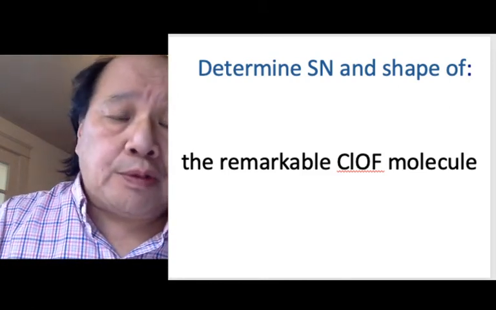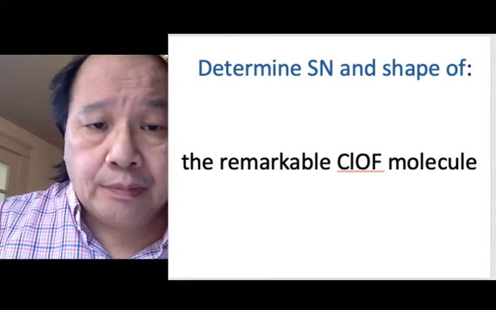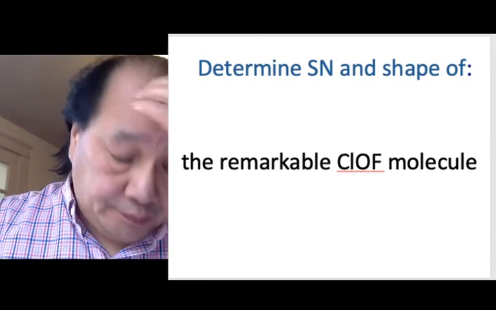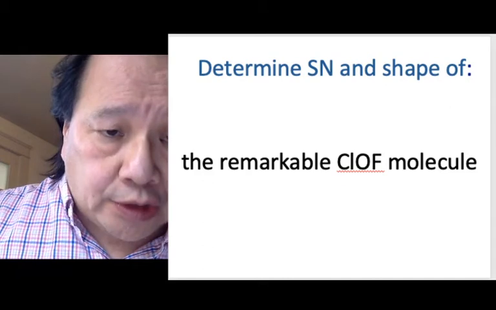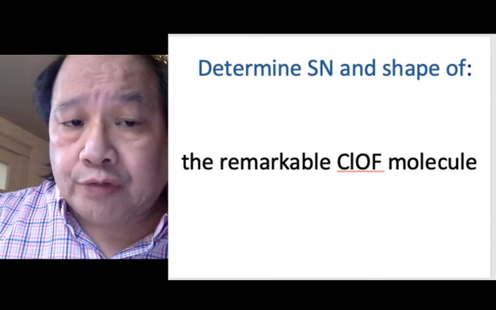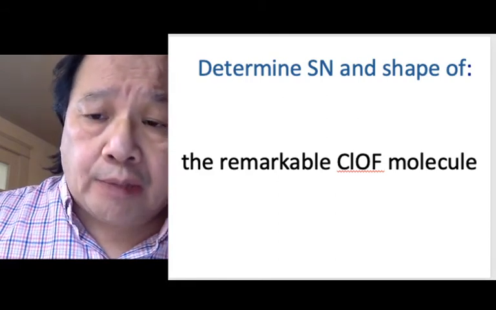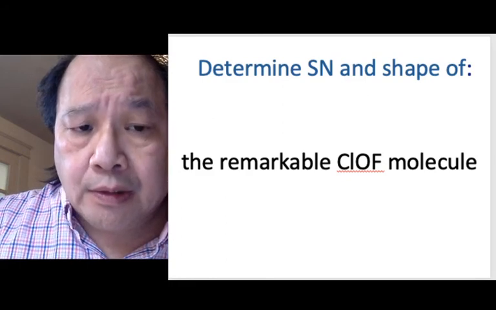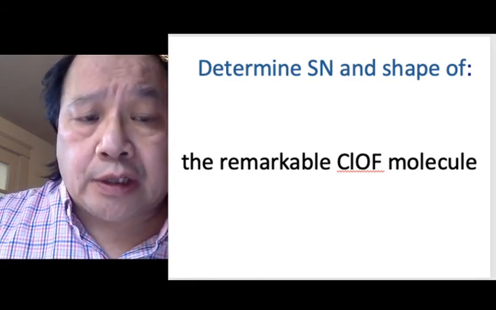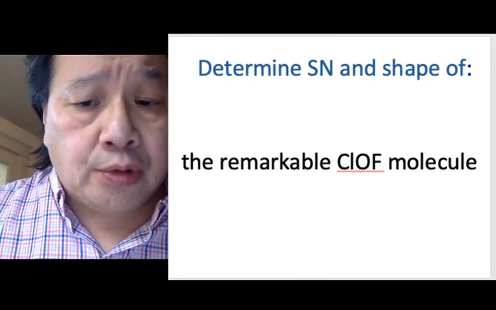And now, please figure out the shape. Steric number and the shape. Chlorine has 7 valence electrons as a central atom. Fluorine gives 1. Oxygen gives 0. That's 8. It's steric number 4. Steric number 4 with 2 peripheral atoms is what shape? Steric number 4 with 2 peripheral atoms is bent. ClOF is bent with chlorine in the center.